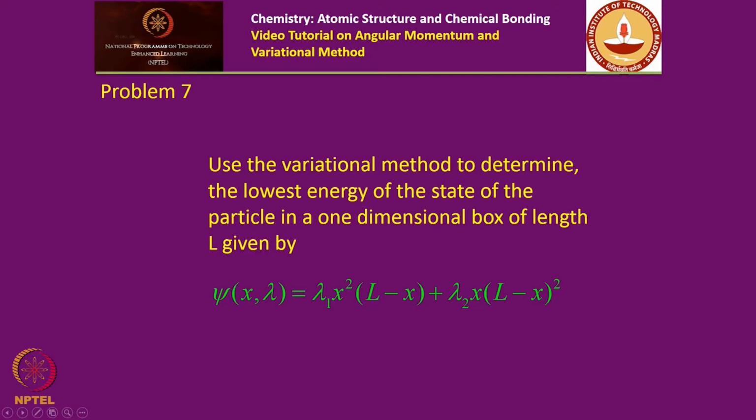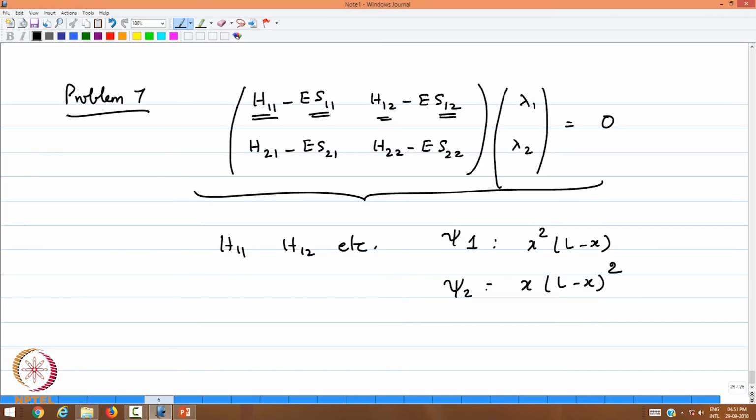See that, x into L minus x whole square. So, essentially this is the same as your C1 times phi 1 and C2 times phi 2, and H11 is given as the corresponding one, phi 1 H phi 1, and H12 is phi 1 H phi 2 and so on. So, now let us look at this.